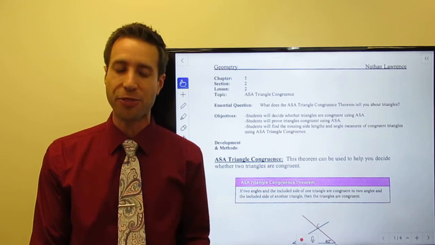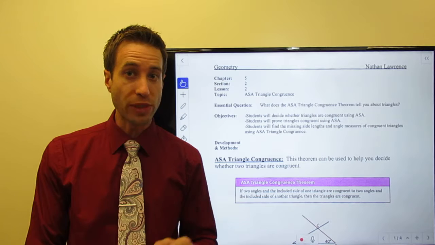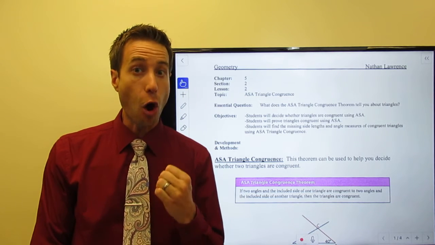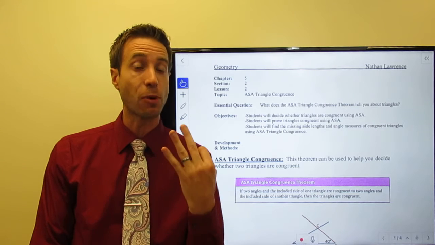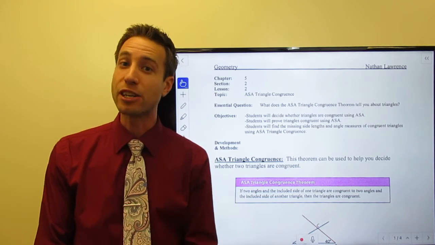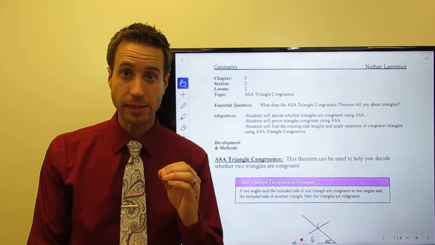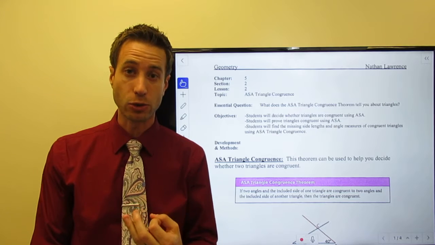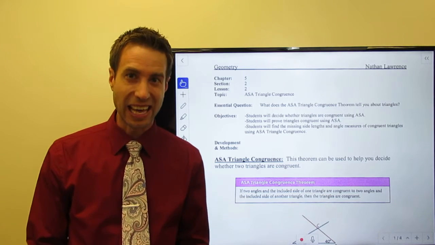in order to use that theorem was show that all three pairs of corresponding sides and all three pairs of corresponding angles in a triangle were congruent. You essentially had to prove 6 things. All three pairs of sides and all three pairs of angles were congruent. That's a lot of work.